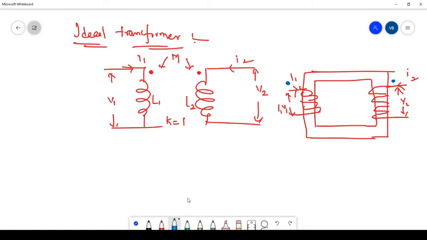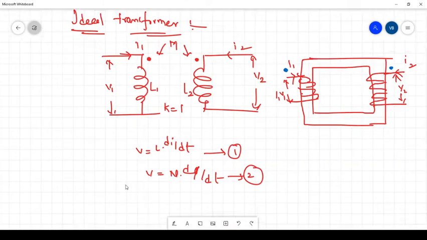So, let us write the self-inductance values. What is the voltage formula for an inductor? V is equal to L into di by dt, so the inductor L is equal to V by (di by dt). We can also express the voltage in terms of the number of turns, n into d phi by dt. So this is a voltage formula, and this is also a voltage formula.